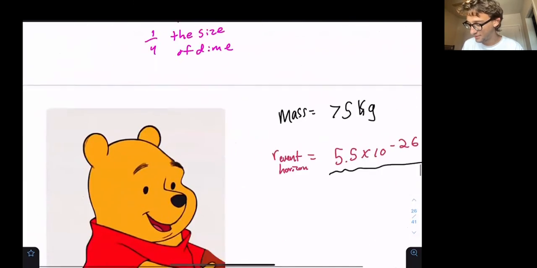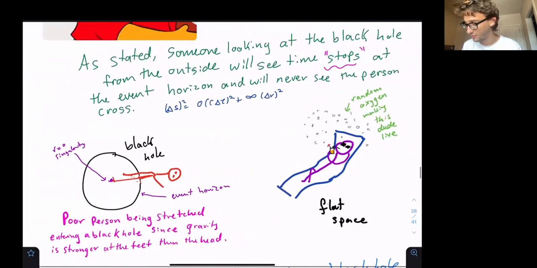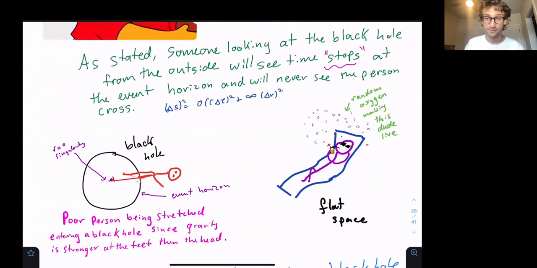Time stops for someone looking from the outside, but time doesn't stop for someone going into a black hole. If you're falling into a black hole and you somehow survive, you're going to the center of the black hole. But if someone's just chilling on the outside watching someone go in, that person will never see it, because going into a black hole is like going the speed of light, like approaching that horizon in many respects.